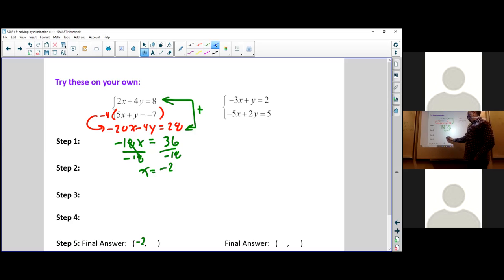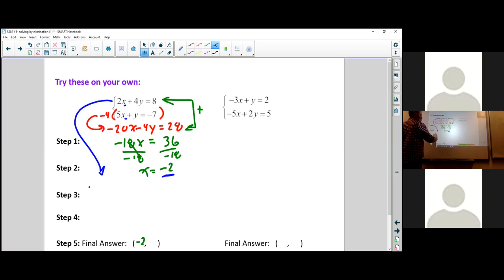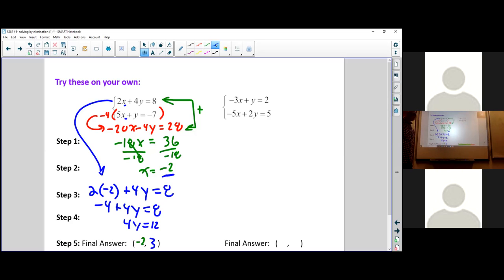I'm going to take that -2. I'm going to plug it in here or here. Doesn't matter which one. I'll pick this one. So that was an x. I'm going to put -2 in there. Add 4 to both sides. Divide by 4. -2/3. Ooh.